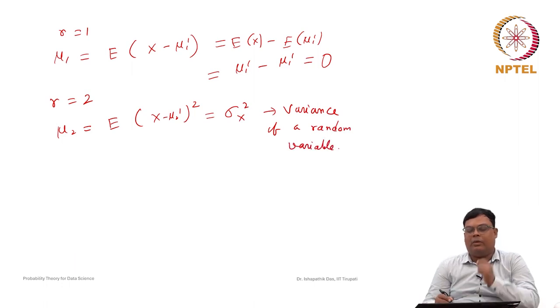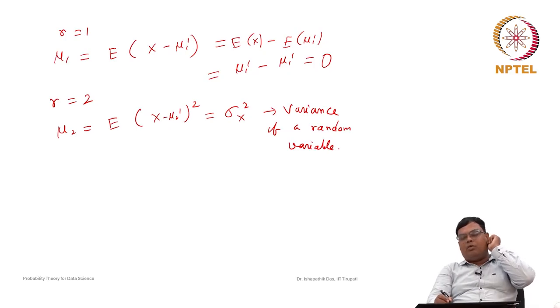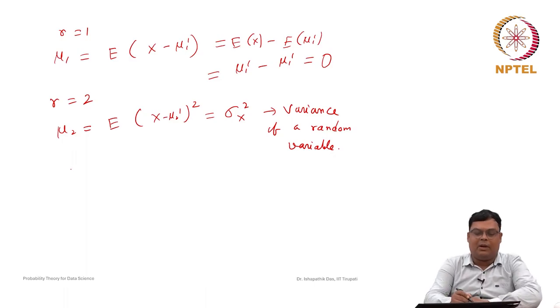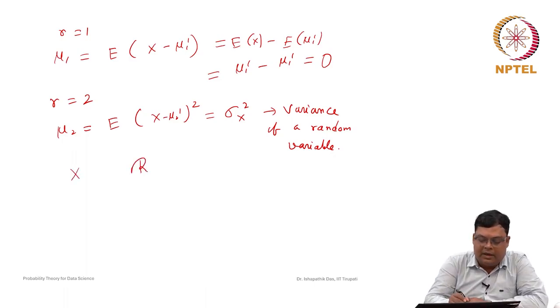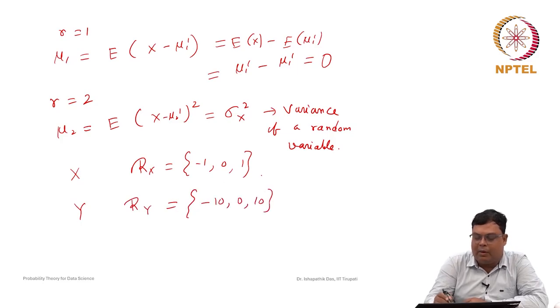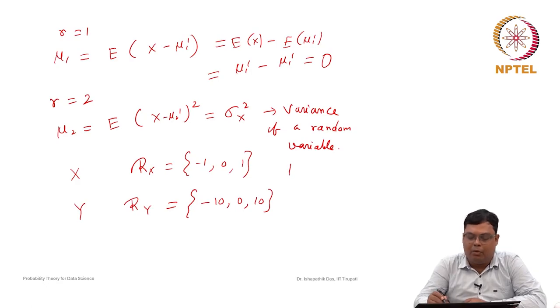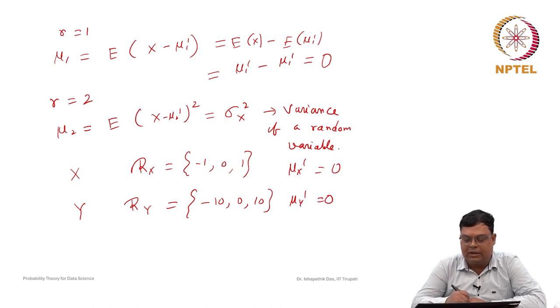So, we have already shown two examples of a discrete random variable. One random variable x takes the values minus 1, 0, 1, and another random variable y takes the values minus 10, 0, 10, each with the same probability 1 by 3. Both have the same mean, mu x dash equals 0 and mu y dash equals 0, but how will we distinguish them? What is the difference between these two data sets?